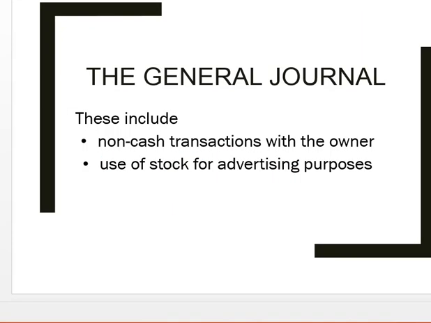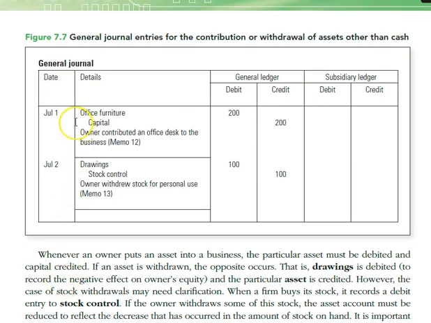Okay, other things that go in the general journal: non-cash transactions with the owner and the use of stock for advertising purposes. So non-cash transactions with the owner will be when an asset is contributed as part of capital, or when stock is removed. Or it could be there's a computer that's been the business's computer and the owner decides to take that home. So those are the types of transactions we're talking about. And here's an example of that.